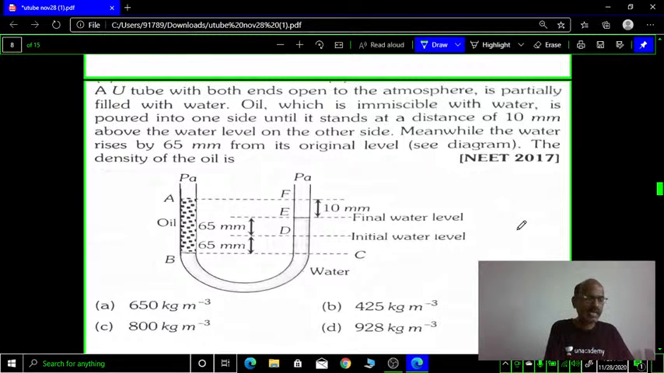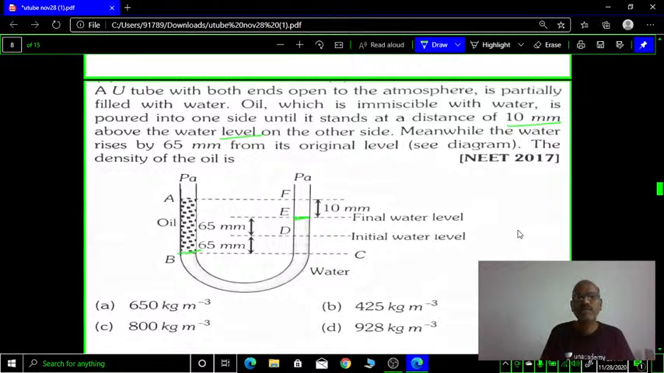You can see now clearly, it is given a U-tube with both ends open. Both sides are open to the atmosphere, so atmospheric pressure will exert. It is partially filled with water, up to here. Oil, which is immiscible with the water, so it won't mix with the water, is poured into one side until it stands at a distance of 10 mm above the water level. That means from the water level, it is 10 mm above, which is oil.